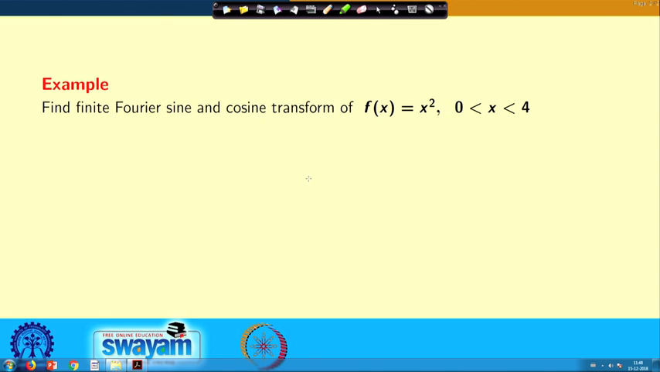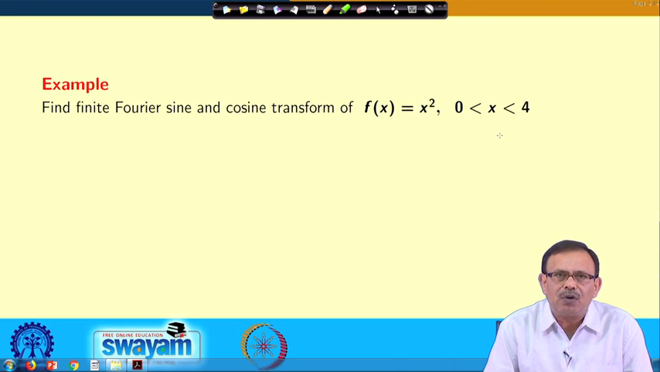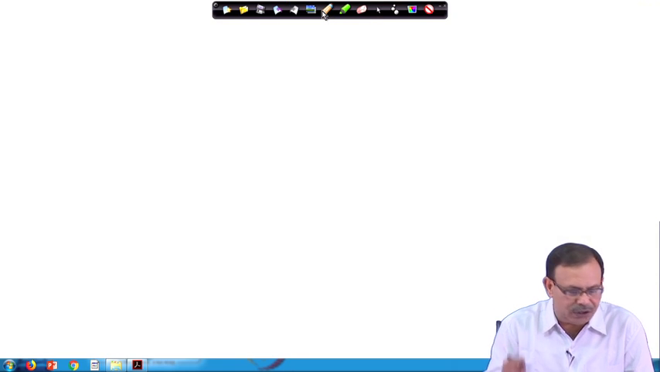We want to find the Fourier sine and cosine transform of f(x) equals x square, where x lies between 0 and 4. Here you see, in general if I have to use the Fourier cosine and sine transform, x should lie between 0 and infinity, but here the function is defined from 0 to 4. So, we are forced to use the finite Fourier cosine or sine transform. We want to find first the Fourier sine and then the Fourier cosine transform of this function.